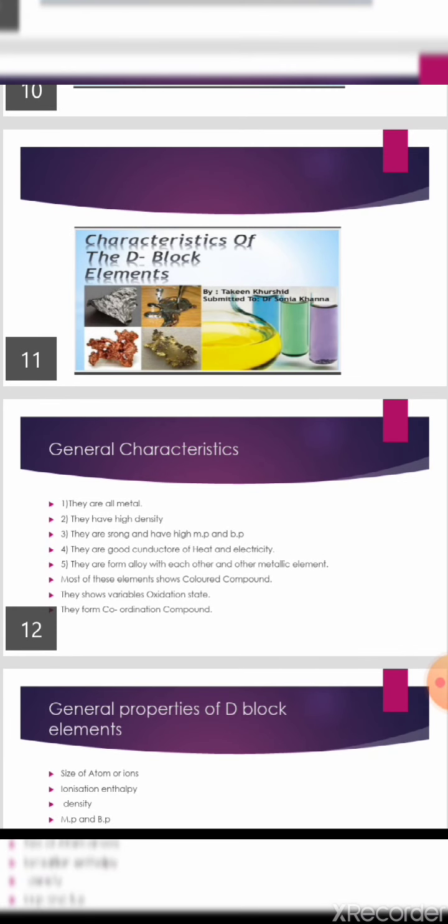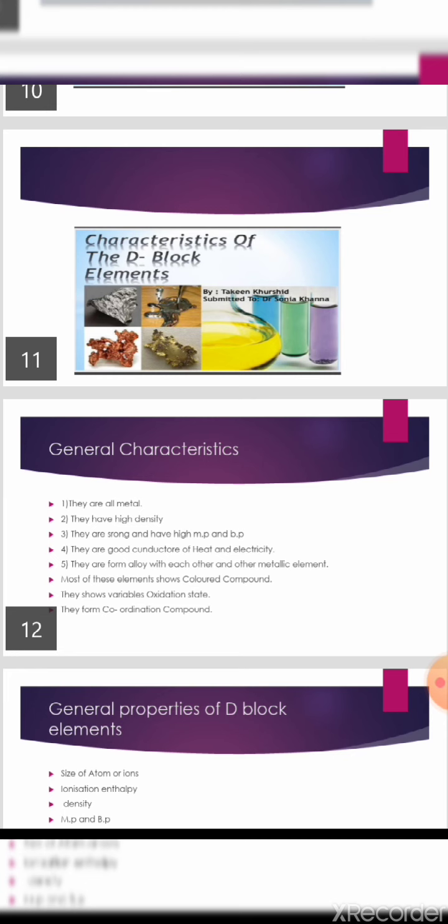Next one is the characteristics of d block elements. So the first characteristic of d block elements is they are all metals. Second, they have a high density. Third, they are strong and have a high melting point and boiling point. For example, scandium has a melting point of 1400 degrees Celsius. Fourth property is they are good conductors of heat and electricity.